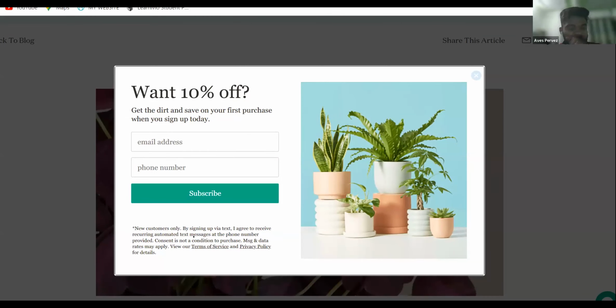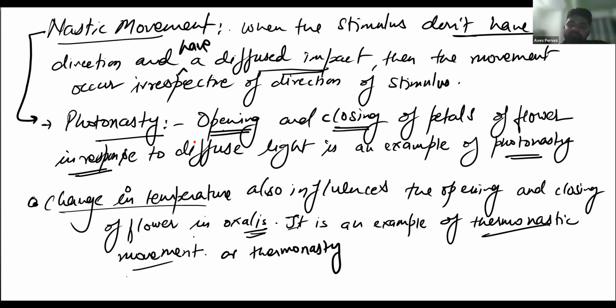Now, moving to the next part. You might be very much familiar that some plants require a particular temperature for their proper germination, and for the opening of flowers also. So temperature is also a type of nastic movement because it does not have any particular direction. You understood? Temperature does not have any particular direction, and the plant responds to temperature.